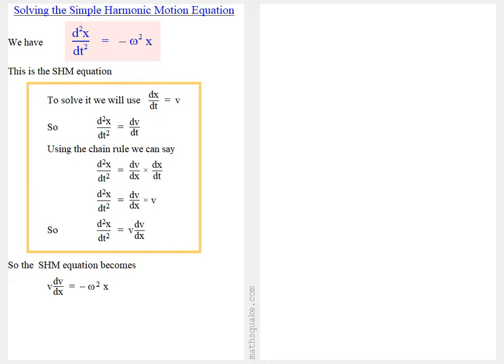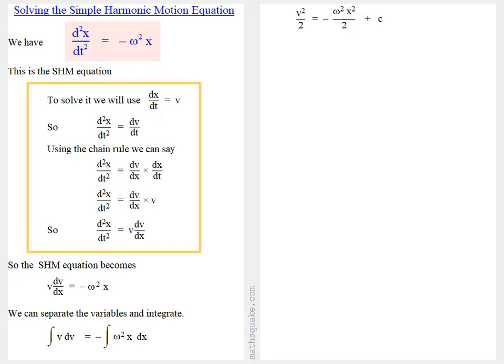So the simple harmonic motion equation becomes v dv/dx equals minus omega squared x. And we can separate the variables by multiplying both sides by dx and then integrating. And that gives us the integral of v dv equals minus the integral of omega squared x dx.